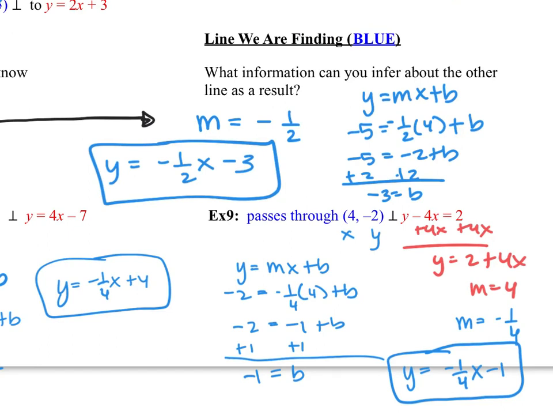On example 9, like above, I can't say the slope of the red line yet until y is isolated. I did that by adding 4x to both sides, so my slope was 4. That also meant the slope of my blue line was -1/4. My x value was 4, my y value is -2, my slope is -1/4, which allowed me to find my b value of -1, for a final answer of y equals -1/4 x minus 1.